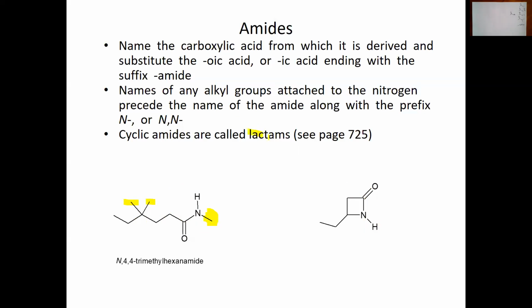Cyclic amides are called lactams. So this, if we do common name, this is a lactam. It's a 1, 2, 3, 4, 5 carbon in total lactam. So it becomes valerolactam, since valeric acid is the common name for a 5-carbon acid.